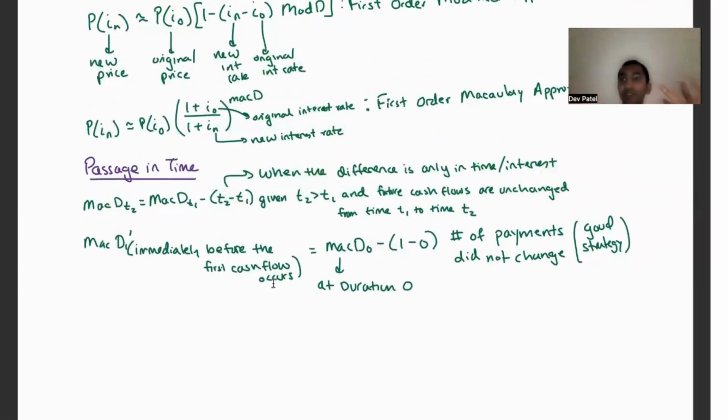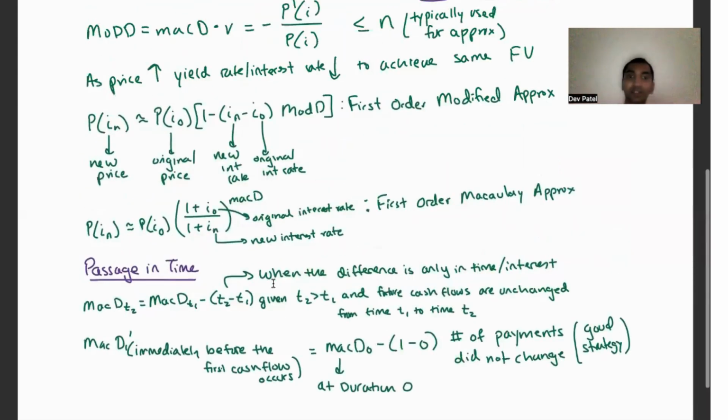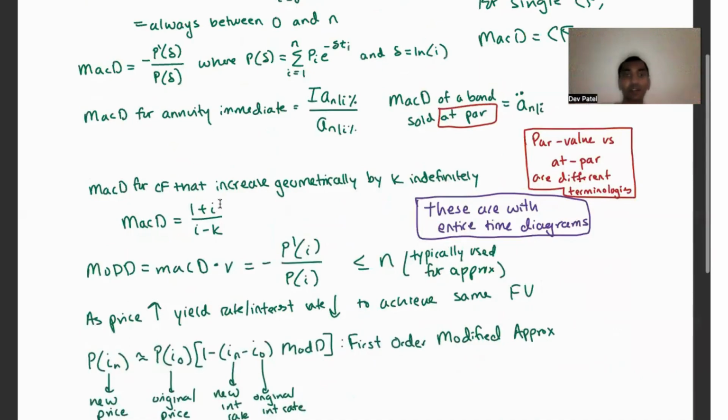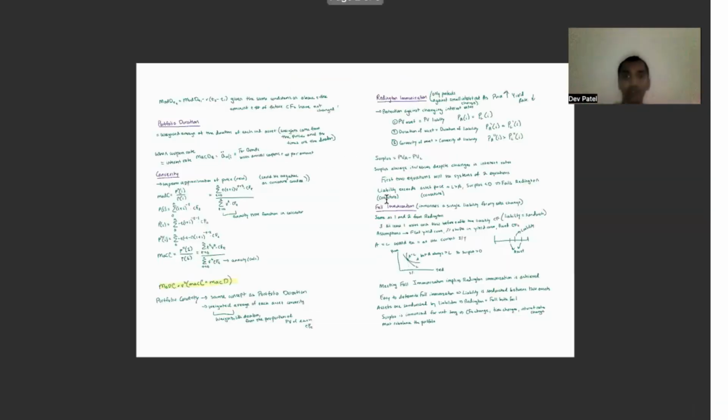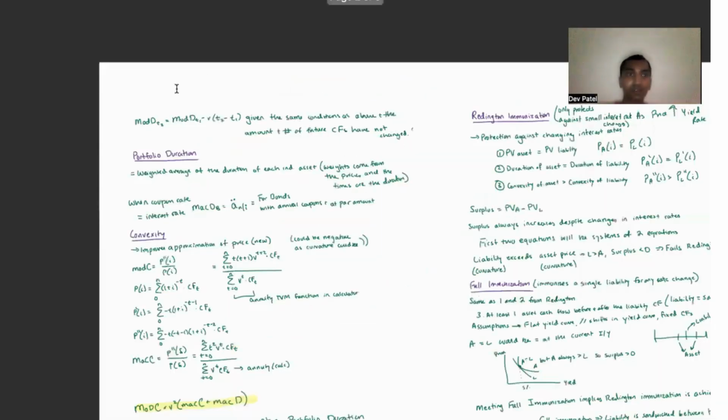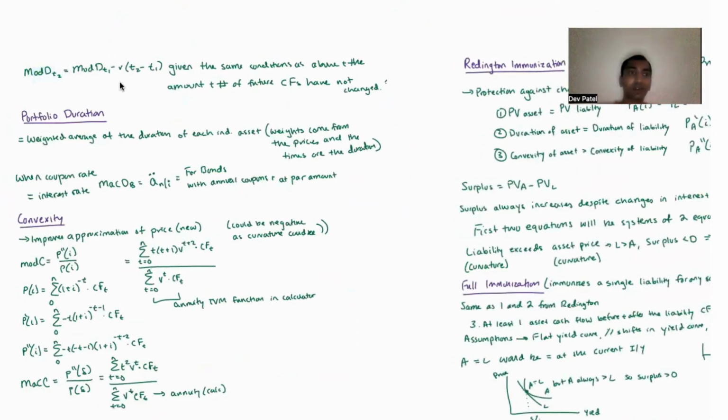And note that if the number of payments or the number of cash flows does change, then you have to recalculate the Macaulay duration using the things that we talked about. Okay, so let's go to the next slide here. For modD, for modified duration, this is the formula that you would use. Essentially the same thing, except you're just adding a factor of v.